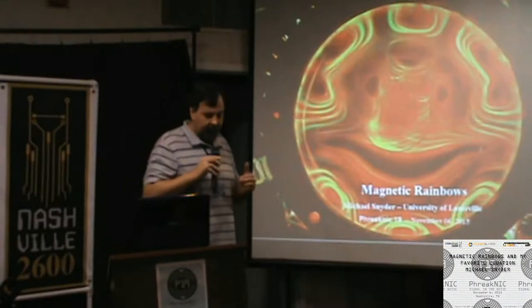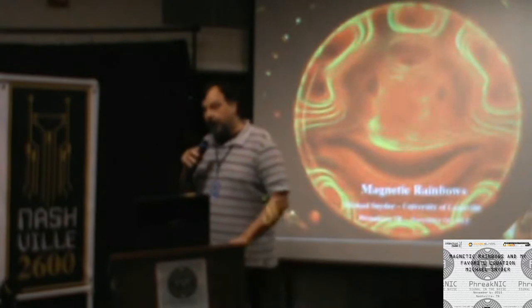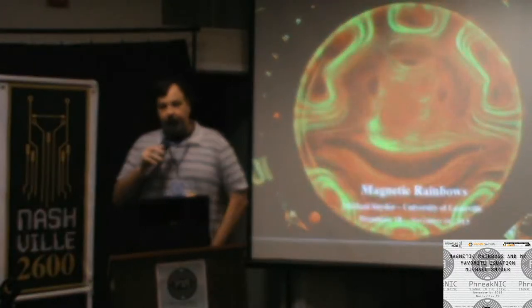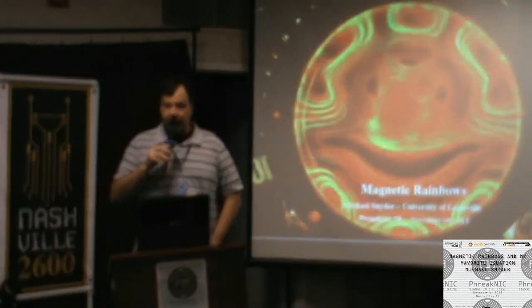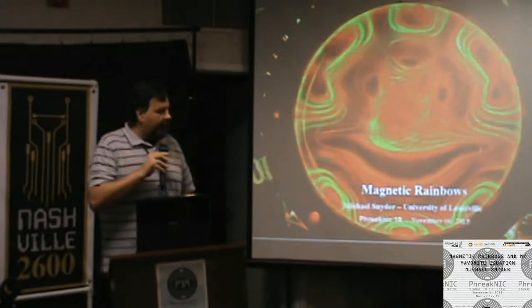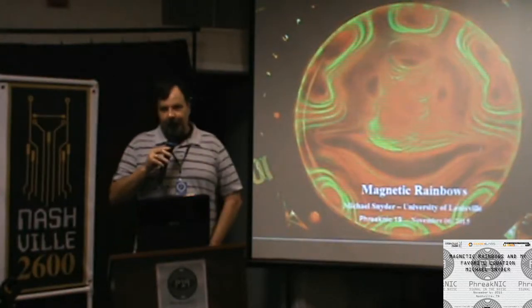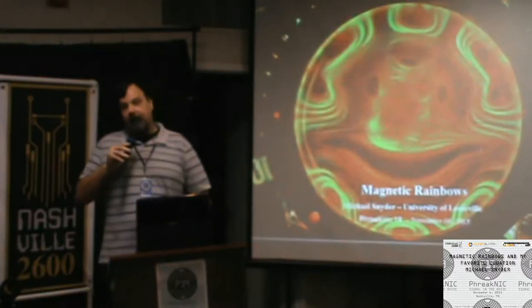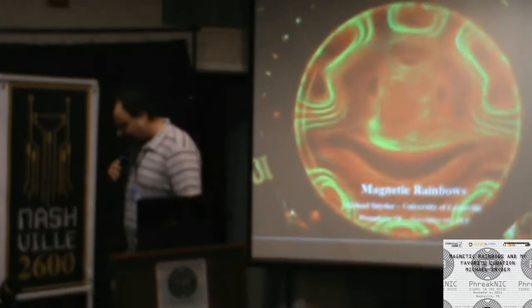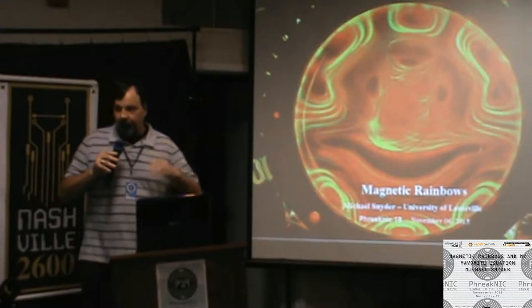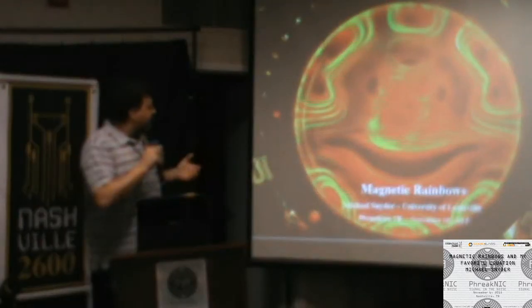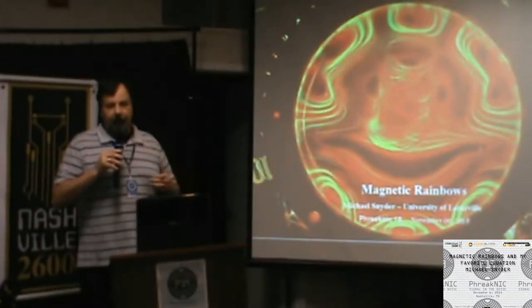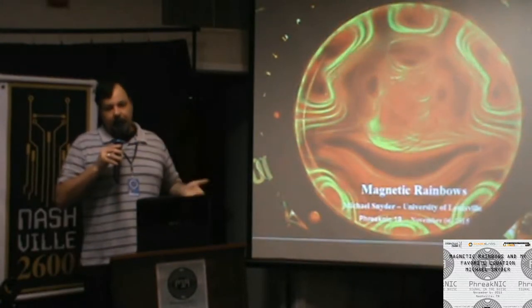Snyder, and I'm a PhD student from the University of Louisville, and I also have an undergrad degree in physics from Murray State University. And my talk today is named Magnetic Rainbows, and magnetism has nothing to do with my talk today. Basically, I've been giving these talks every year, and I've decided to just talk about something different, so I looked into encryption.